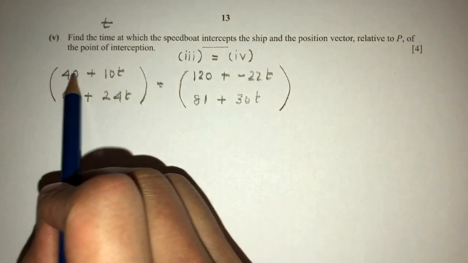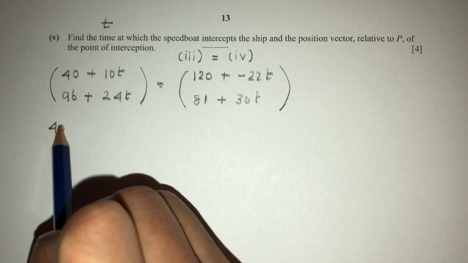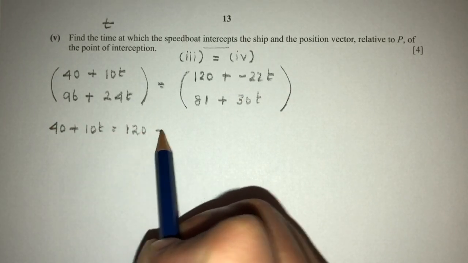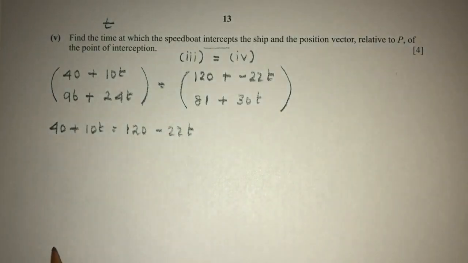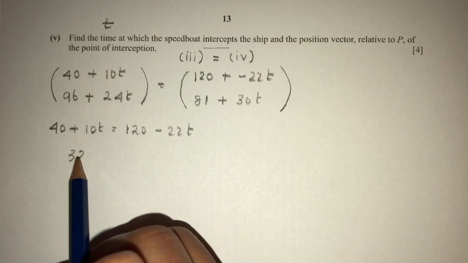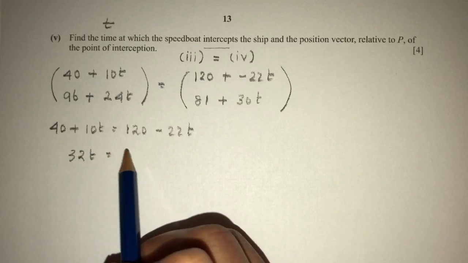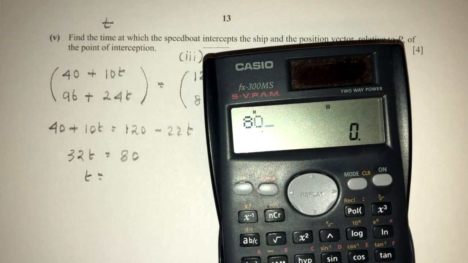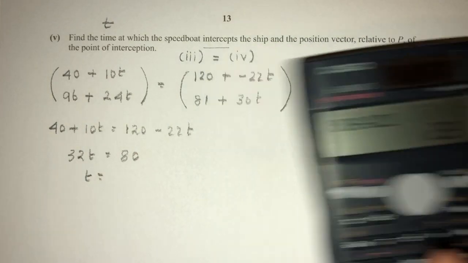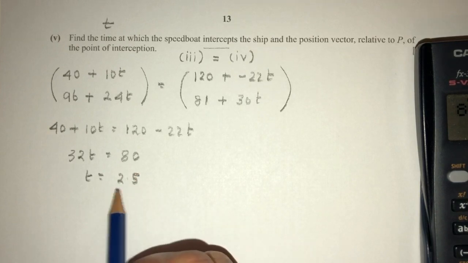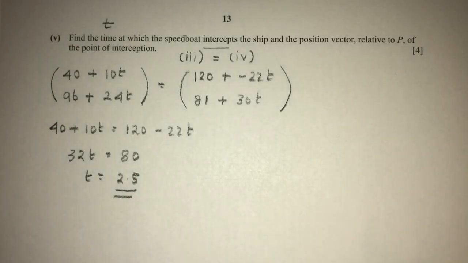So first, we have this equation, which is 40 plus 10t equals 120 minus 22t. Now, let's send every t to one side. You will have 32t equals 80. So t will be what? 80 divided by 32. That will be 2.5. So the time taken will be 2.5.